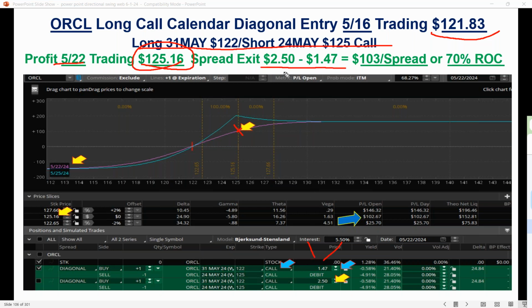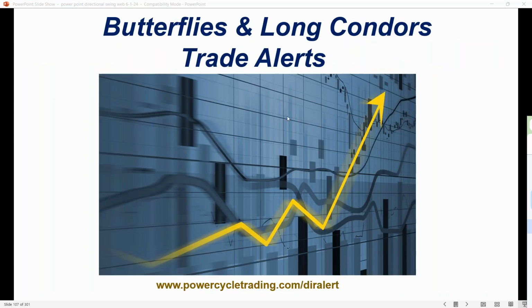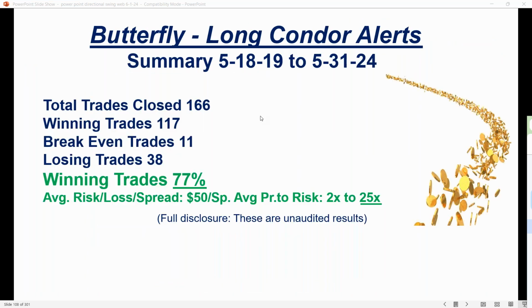Went from 147 to 250, up 103, $70 or so. These things will vary in profit, but they're all based on options, so you're always going to get a pretty decent return. Here's just a couple of examples of the butterfly and long condors.